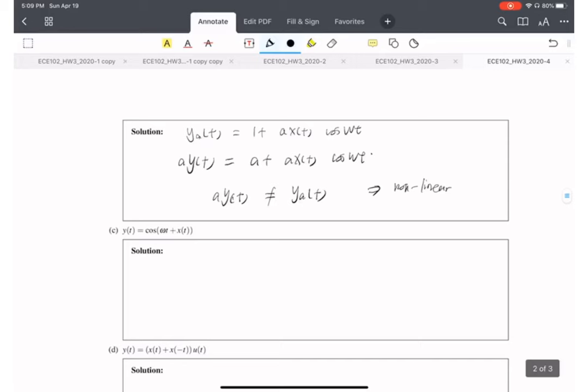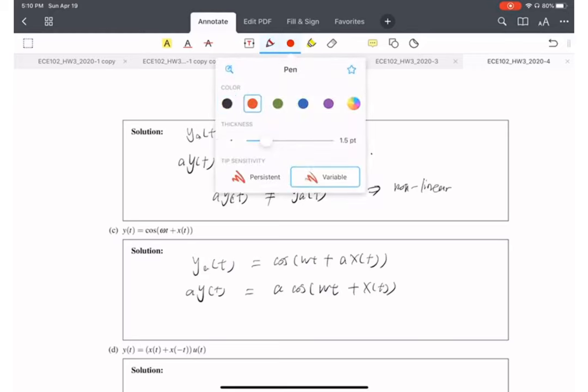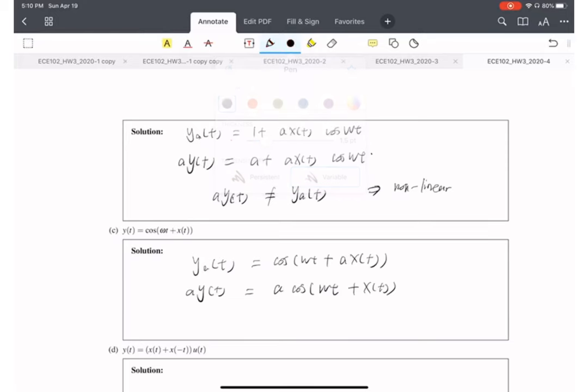For the third sub question C, we can check homogeneity as well. Plus a x(t), equal to, and we can still see that y(ax(t)) is not equal to a y(t).